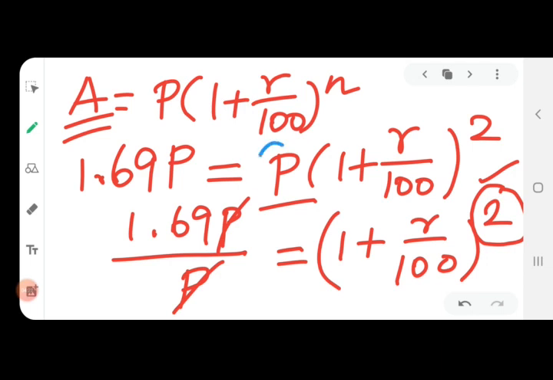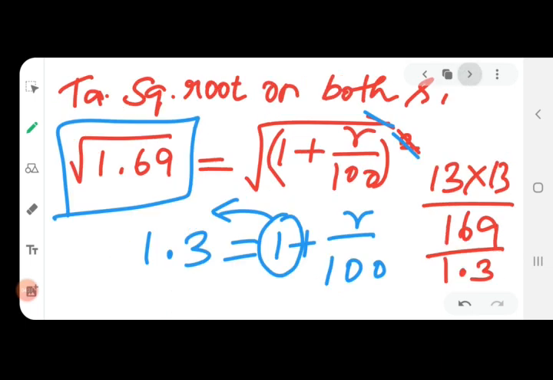Here if you are taking this P value to this side, this P and this P will be cancelled. Now we have to take a square root on both sides. We will get square root of 1.69, which is equal to 1.3. Here square root of (1 plus R by 100) whole square will be cancelled. Square and square root will be cancelled. So we will get 1 plus R by 100. Now we have to take 1 to that side.